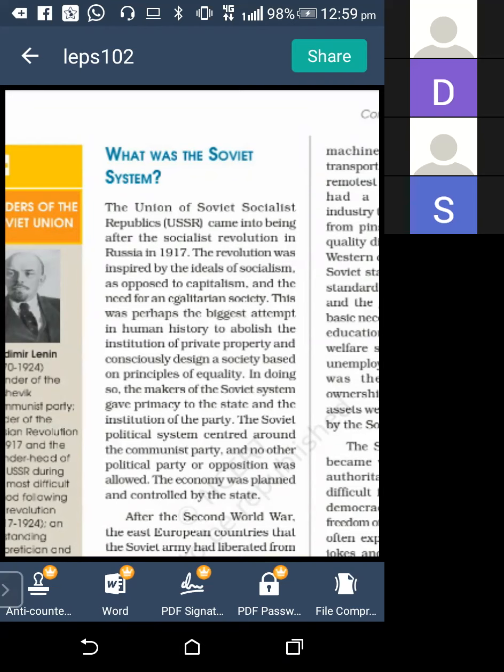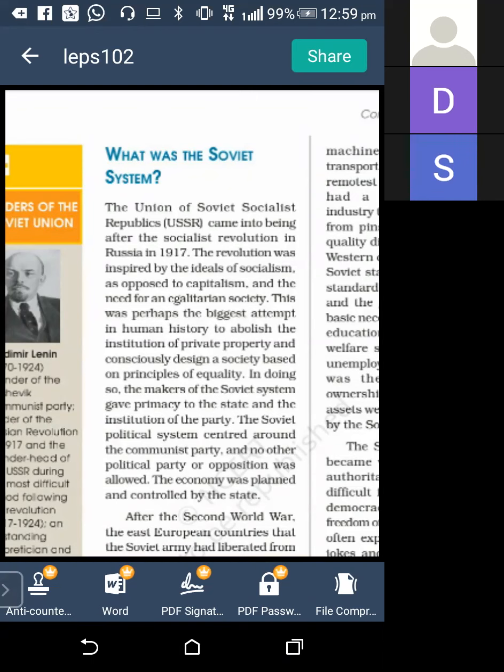Let me tell you one thing. Socialism is the idea that in society, everyone is equal. Society should be equal for everyone. Socialism. And they were against capitalism. Capitalism ke against, socialism ke paksh mein. Right. This was perhaps the biggest attempt in human history to abolish the institution of private property and consciously design a society based on principles of equality.